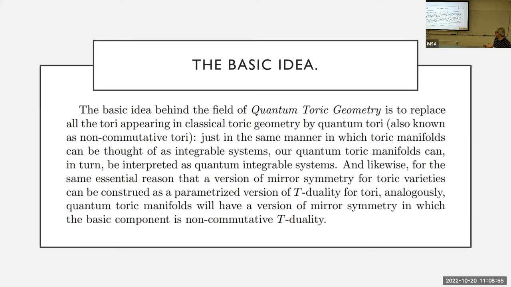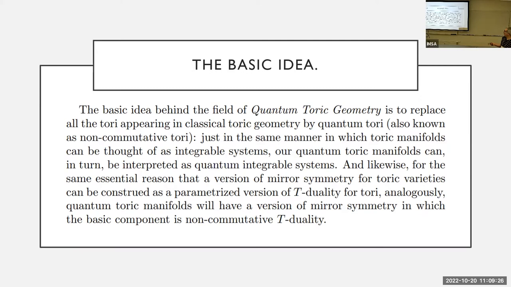Some people call these quantum tori non-commutative tori, depending on the reference. But the problem of using non-commutative tori is that they are commutative groups in non-commutative spaces. So they are non-commutative spaces, but commutative as groups. So I prefer quantum tori to avoid that confusion. And it's also standard terminology.